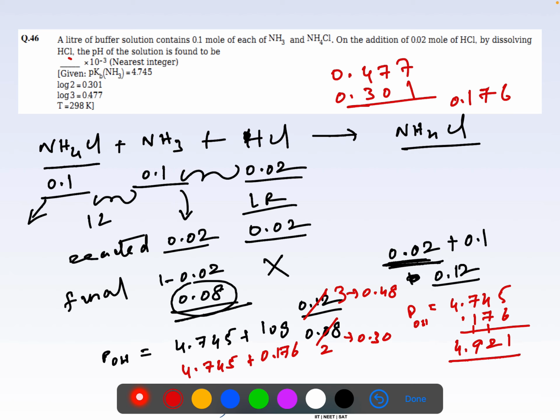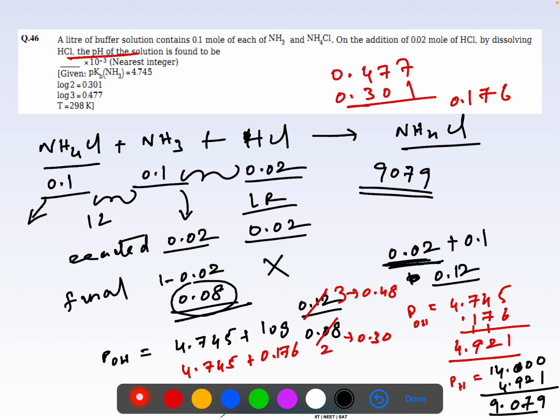Again they are asking for pH. So the pH will be equal to 14 minus 4.921, so this is 9.079. So the answer will be 9079. That will be the final answer, because they are asking in terms of 10 to the power minus 3.